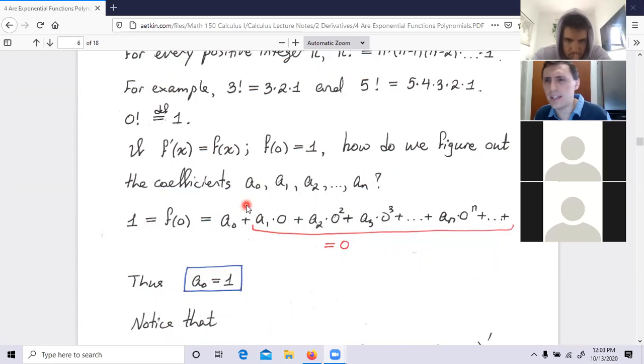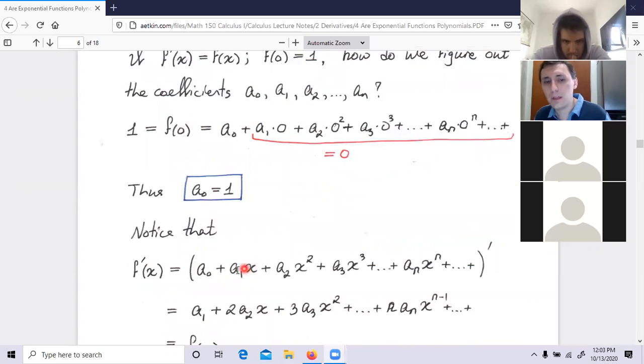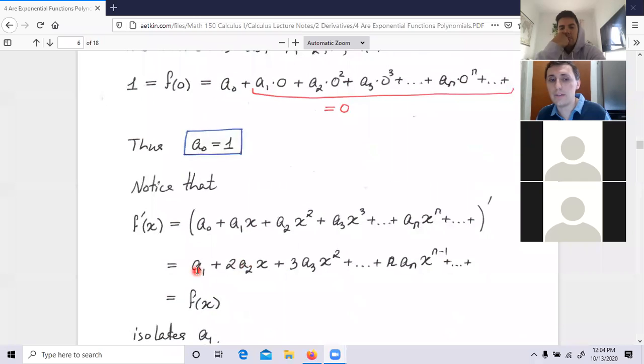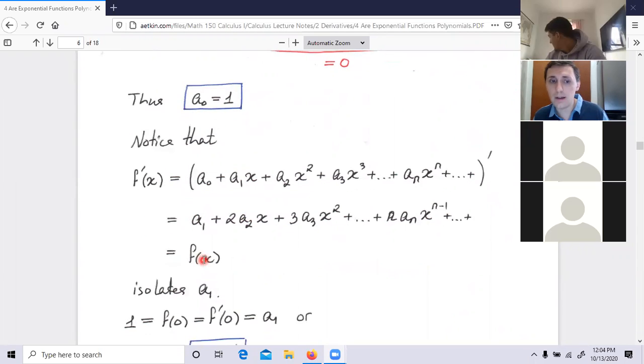Yes? But then how do I figure out a1? To figure out a1, I realize if I take the derivative, it reduces the degree of x, right? It always reduces the degree. Degree 2 will be reduced to degree 1, right? Degree 3 will be reduced to degree 2, right? So I take the derivative, the constant a0 disappears, and then what I have is a1 by itself. a1 is here. You see it, guys? And then we have 2 times a2x, 3 times a3x squared, and onwards, right? And then if I plug 0, everything that has an x disappears, but a1 is now isolated. It has no x.